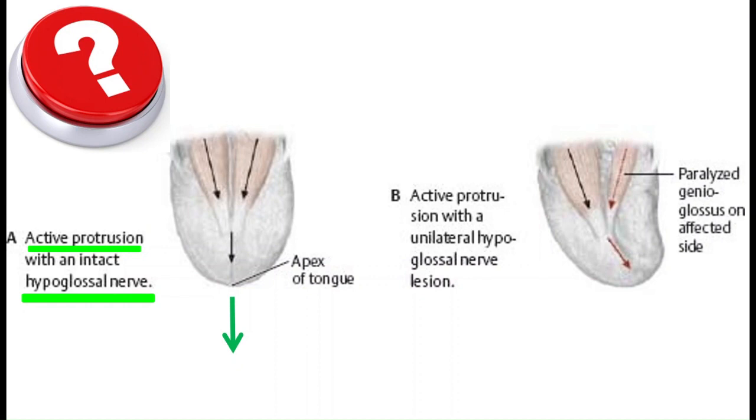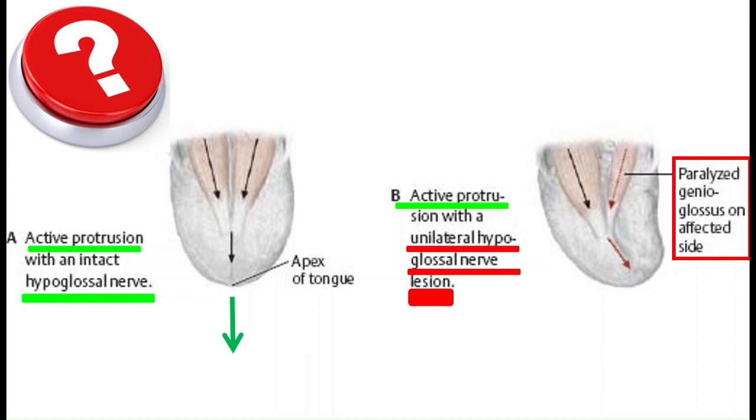This is what happens normally. Now, in case of active protrusion of the tongue, that means you ask the patient to protrude the tongue and it deviates. That means that one of the hypoglossal nerves has a lesion. Now, how do we explain that? We need to know whether the tip of the tongue is pointing at the affected side or the normal side. Now, here is the analysis.